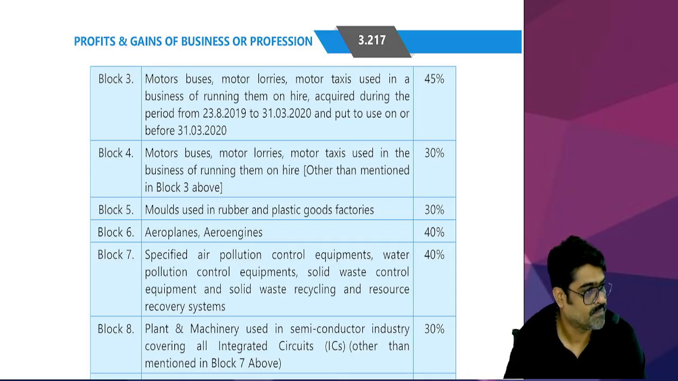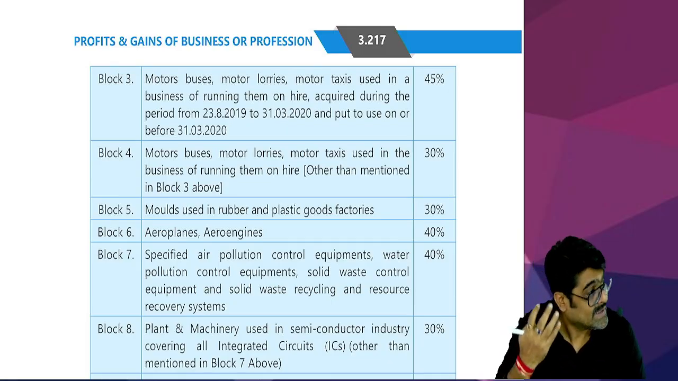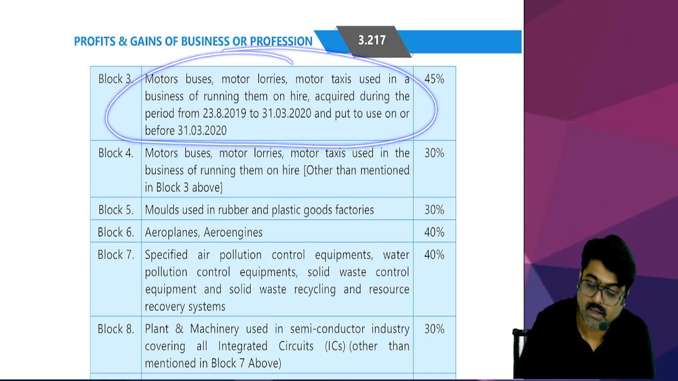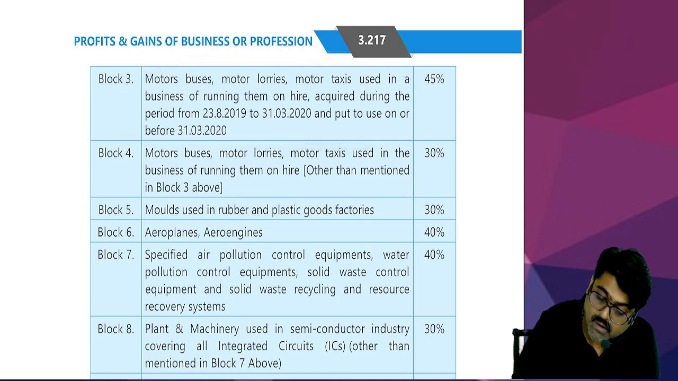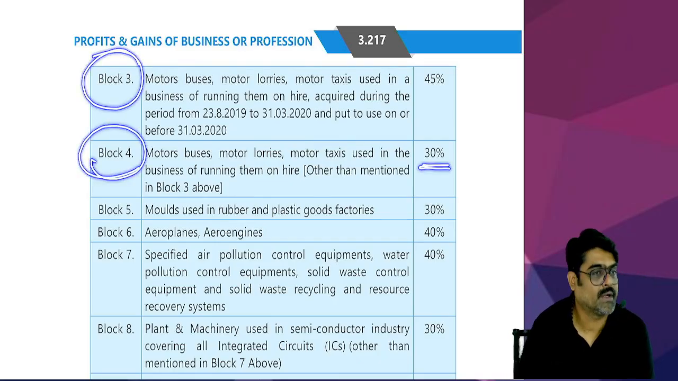But in any other case, if the same motor buses, etc. were acquired other than this block 4, then the rate was 30%.